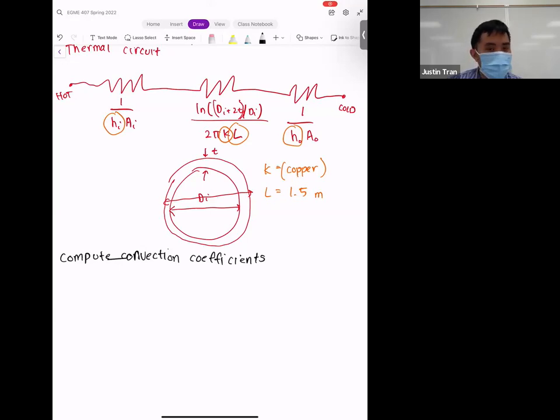All right, and so we have two flows here. We have a flow in an inner pipe, and so that's simply internal convection in a tube. And we have flow in the outer annulus as well. Okay, so just like any kind of heat exchanger. And so first thing we're going to do is compute the properties of water.